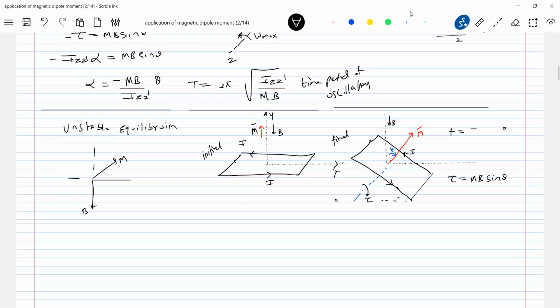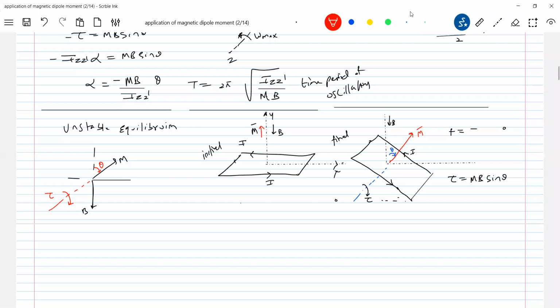What is the sense of rotation of the loop? About the z axis, clockwise. The loop will rotate, and how is the angular displacement given? About the z axis, clockwise. How will the torque act also? It will also act clockwise. So here theta is given like this. Look at both, they are clockwise. Therefore it is, shall I say, an unstable equilibrium.